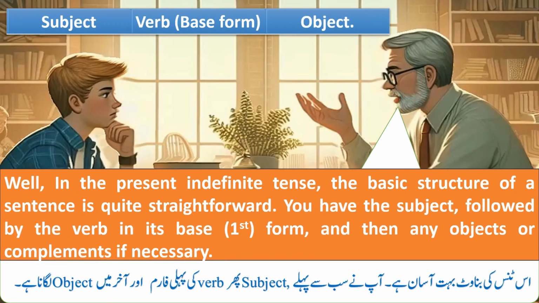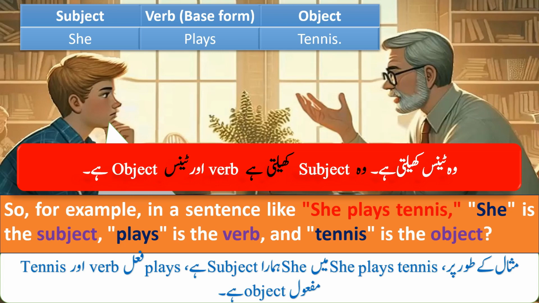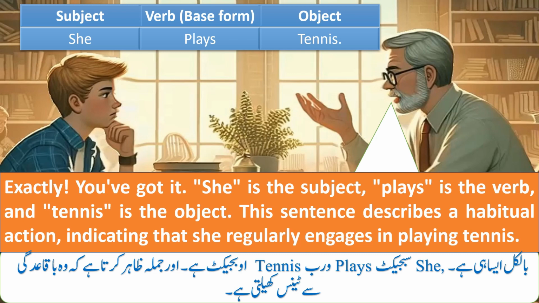Well, in the present indefinite tense, the basic structure of a sentence is quite straightforward. You have the subject followed by the verb in its base, first form, and then any objects or complements if necessary. So, for example, in a sentence like, she plays tennis, she is the subject, plays is the verb, and tennis is the object. Exactly, you've got it. She is the subject, plays is the verb, and tennis is the object. This sentence describes a habitual action, indicating that she regularly engages in playing tennis.